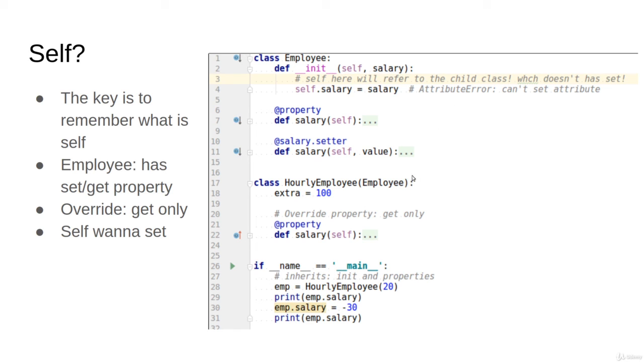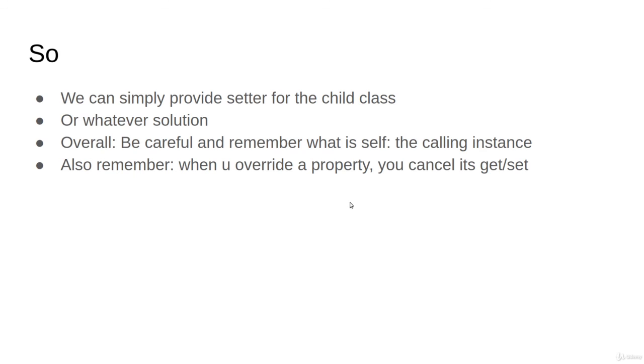So the core problem is forgetting what is self, and that we did an overriding for the get, and we don't have a set at the moment. That's all. So just be careful about the overriding thing.